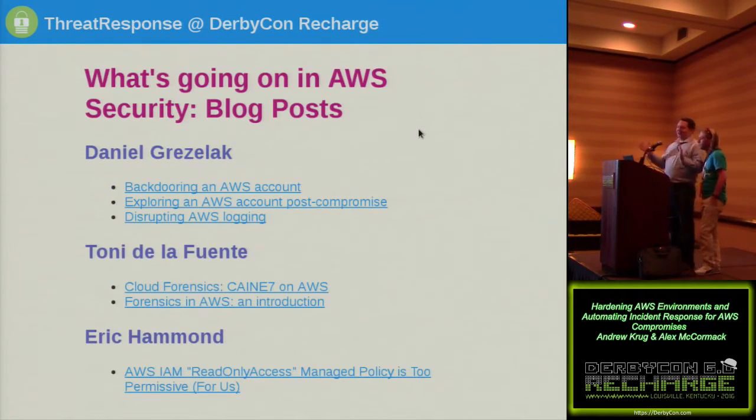So let's start by looking back. In the past year in AWS security, there's a lot of significant blog posts that influenced us. Just to reiterate, these are all links, so get the slide deck and you can follow the links and read these blog posts yourself. Daniel Grzelak did a lot of offensive stuff: assuming you get an AWS key, what can you then do with that key to disrupt other people's Amazon accounts? Tony DeLaFuente published a forensics in AWS article, which really inspired our AWS IR tool. And Eric Hammond has a really cool blog post about how the read-only IAM access management policy is a little too permissive and can allow some bad things to happen.